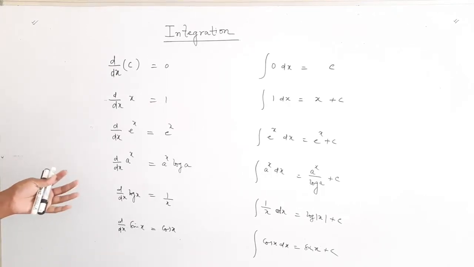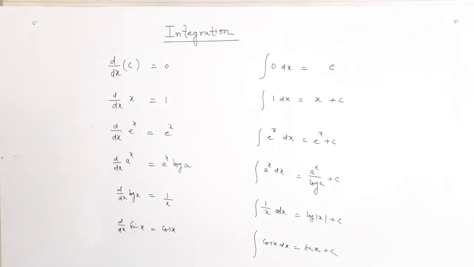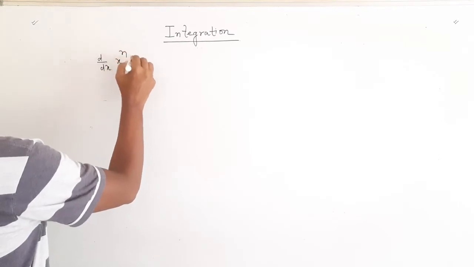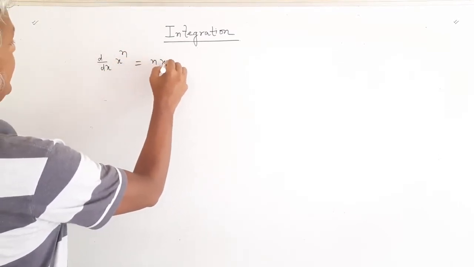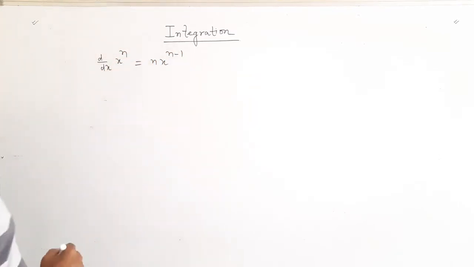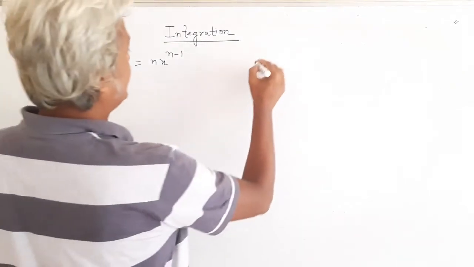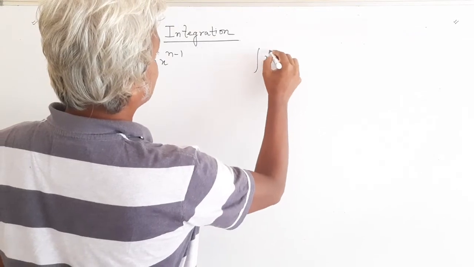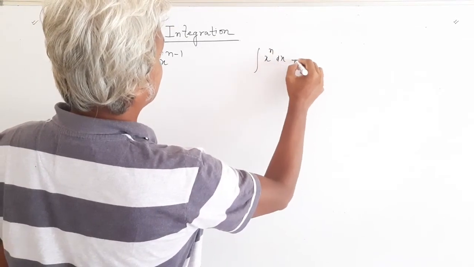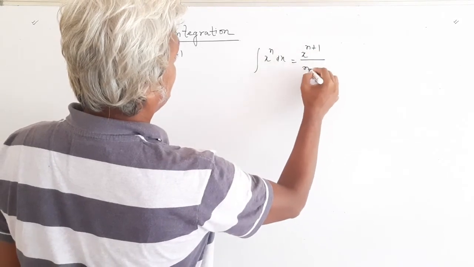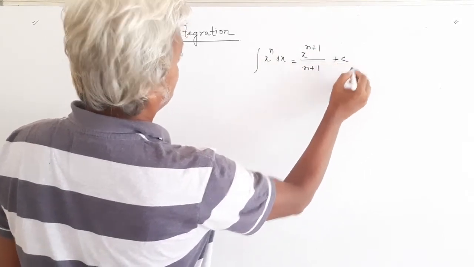So you can stop the screen there and copy all these formulas. Till now I am clearing the other formulas. Differentiation of x to the power n is n x to the power n minus 1. Here you have to make a little change. It goes like: the integration of x to the power n dx is x to the power n plus 1 upon n plus 1, plus c.